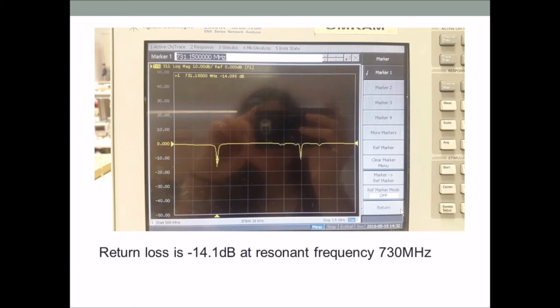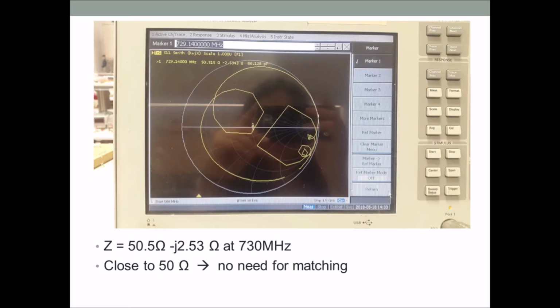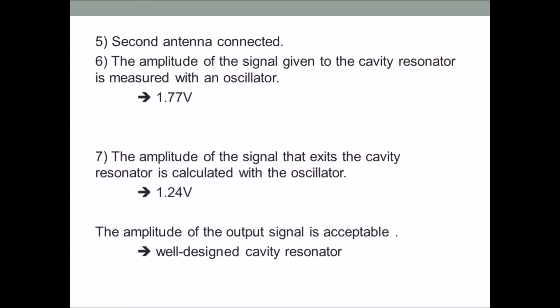One important thing that was noticed from both the Smith chart and the dB graph was that the measured resonant frequency was 730 MHz, which is 20 MHz less than the calculated frequency. The reasons of this will be discussed in the conclusions. You can see the Smith chart again. After these measurements, we know that the cavity resonator works properly.